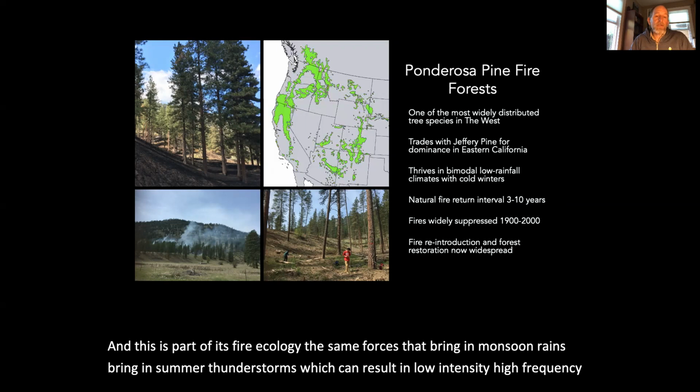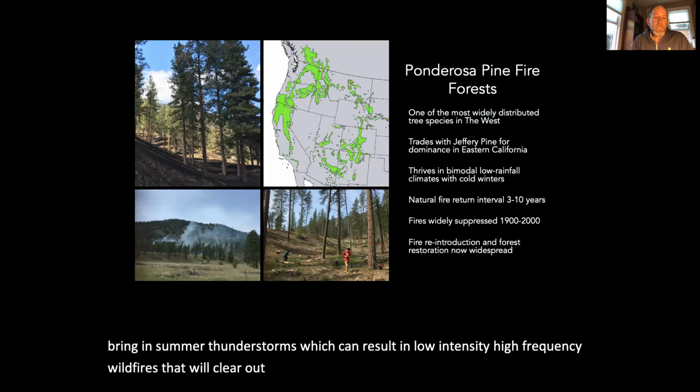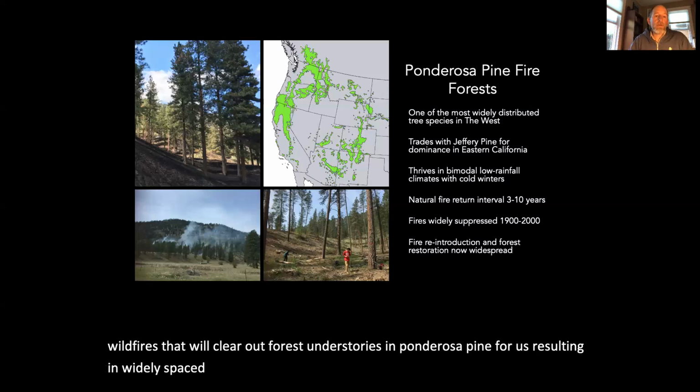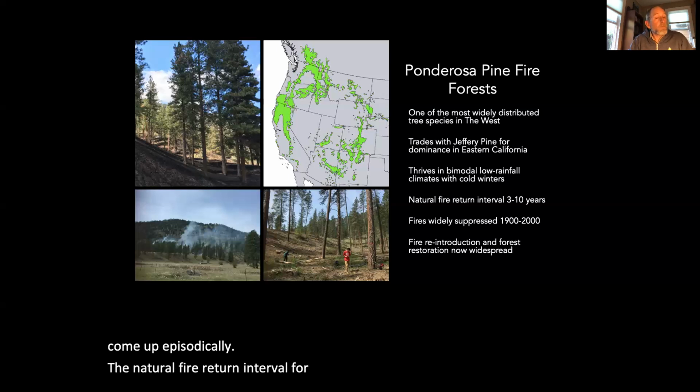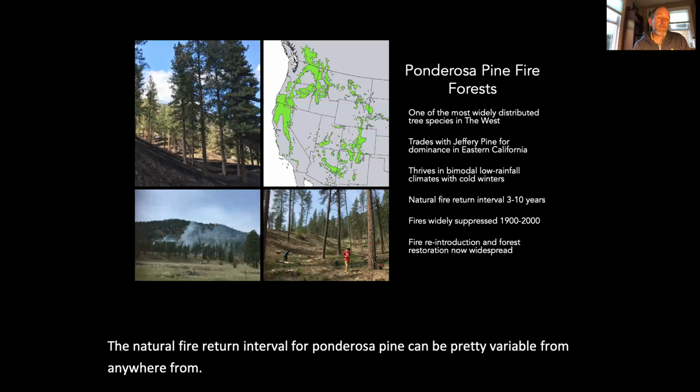That will clear out forest understories in Ponderosa Pine forests, resulting in widely spaced, evenly spaced old trees and very few young trees, or young that just come up episodically. The natural fire return interval for Ponderosa Pine can be pretty variable, anywhere from every 3 years to every 10 or even every 30 years.